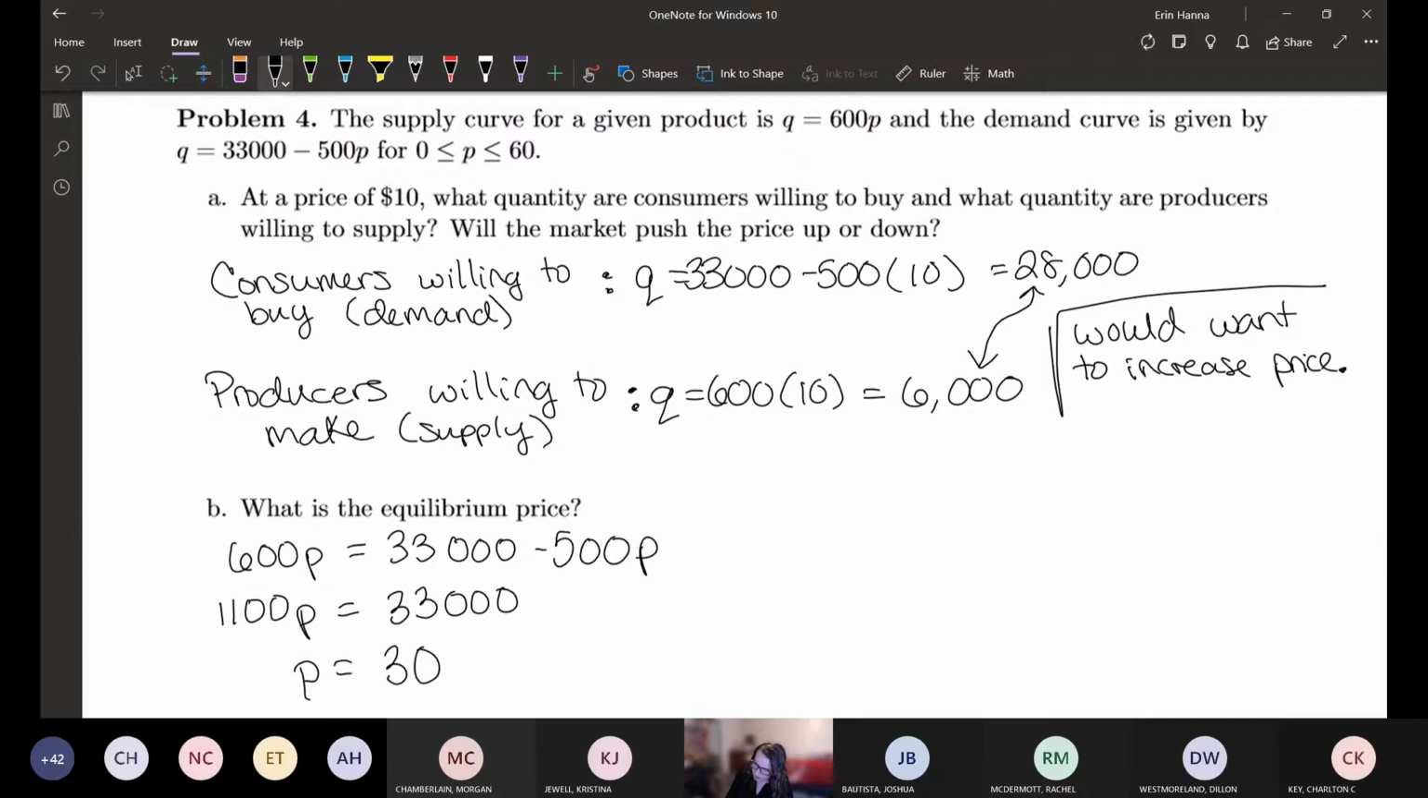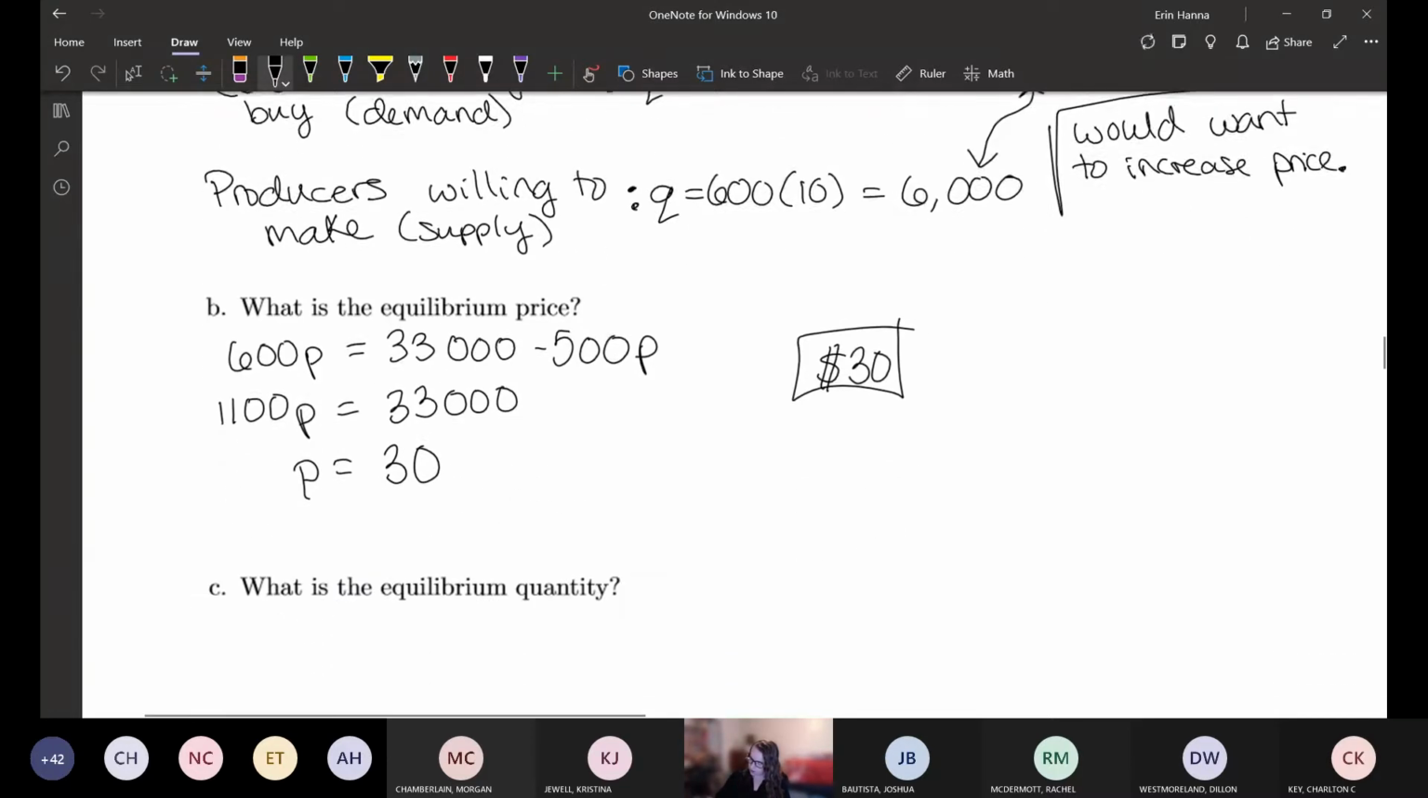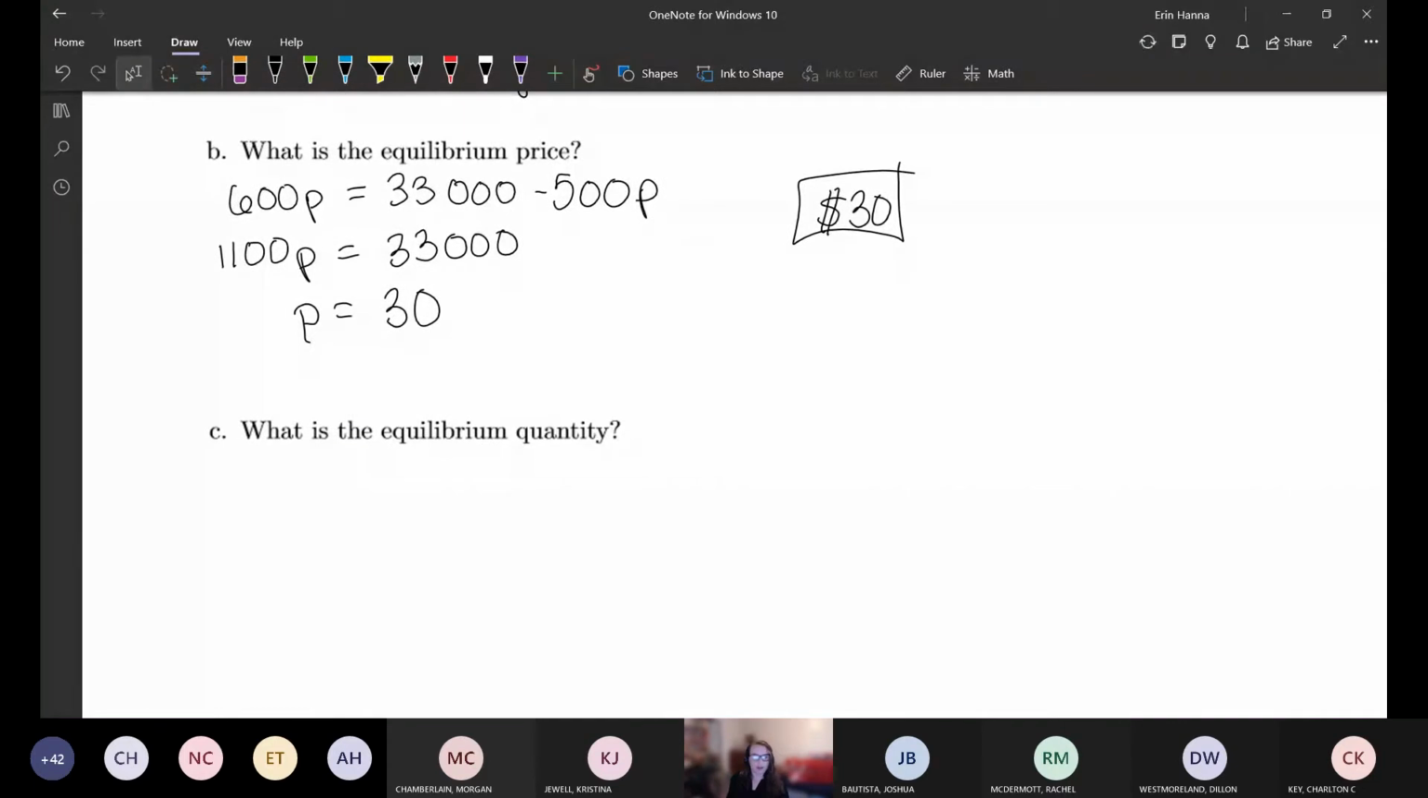We get P is 30. So the equilibrium price is $30. And then the next thing we're asked for is the equilibrium quantity.